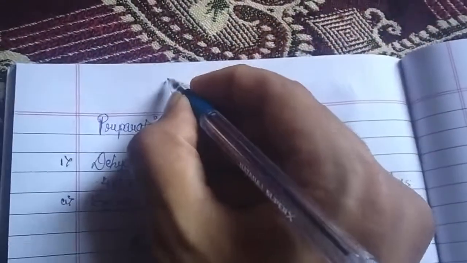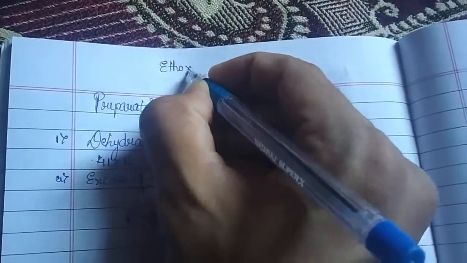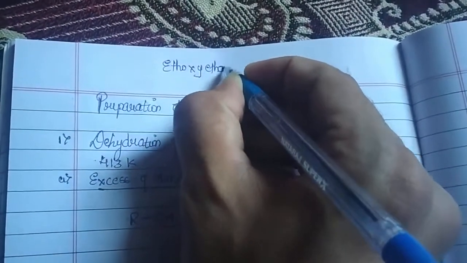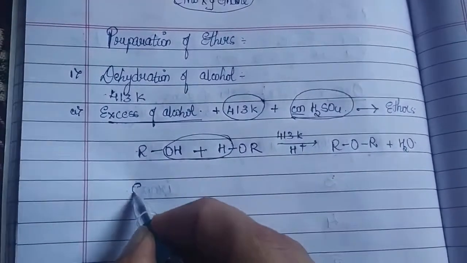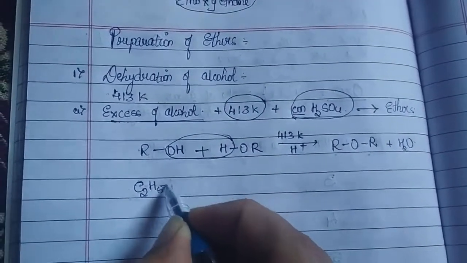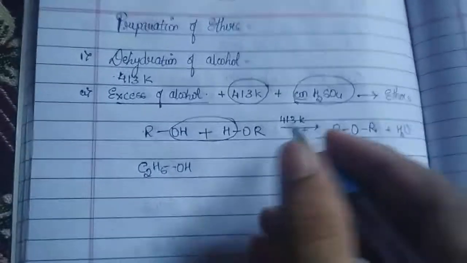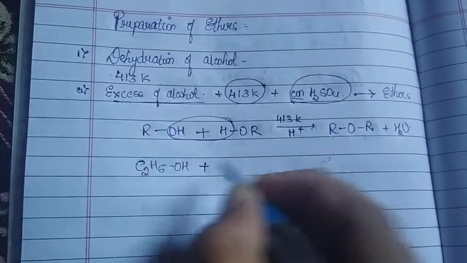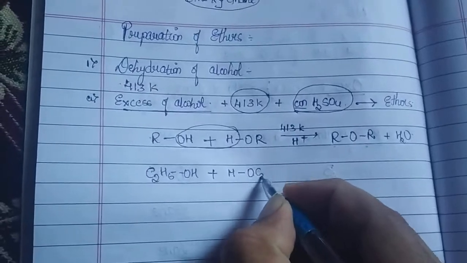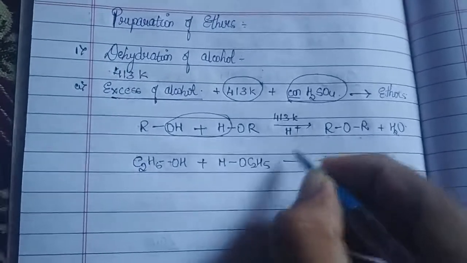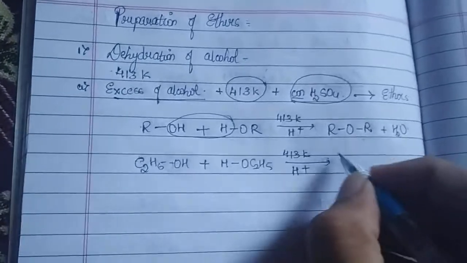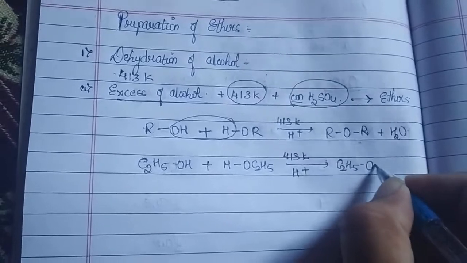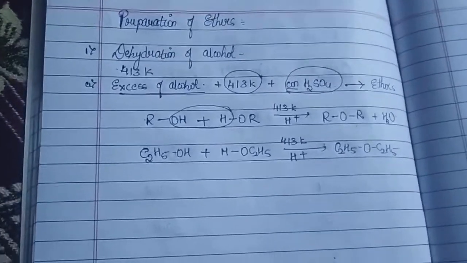Now, in case I have to prepare ethoxyethane, which is an ether, can you please guide me: what are the alcohols I should take? Yes, you have to choose ethyl alcohol or ethanol. C2H5OH 1 mole, another mole as HOC2H5. That will give you, at nearly 413 Kelvin temperature in the presence of H plus, C2H5OC2H5. Are you getting my point?